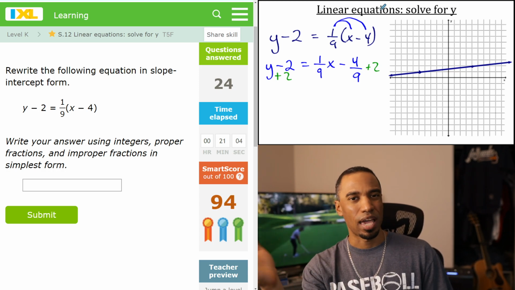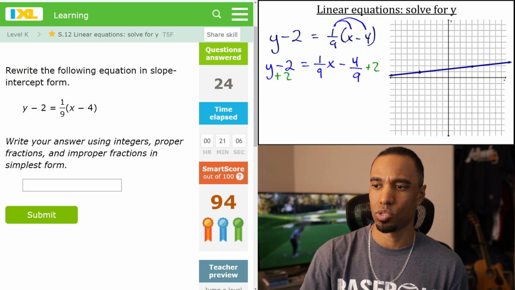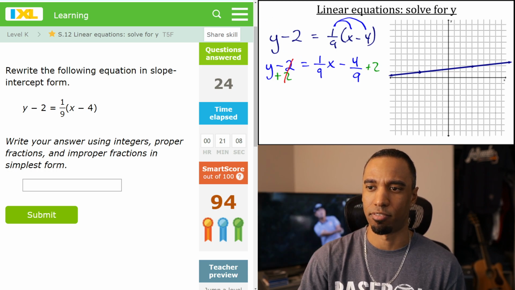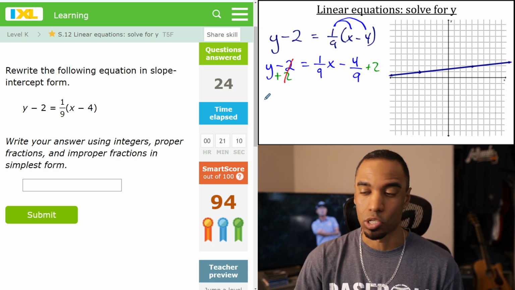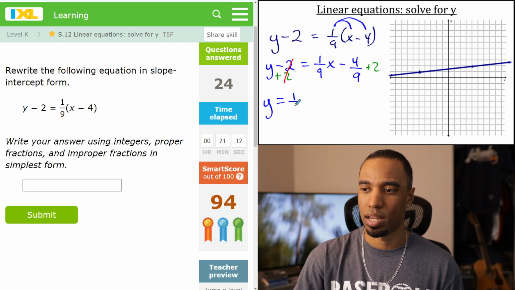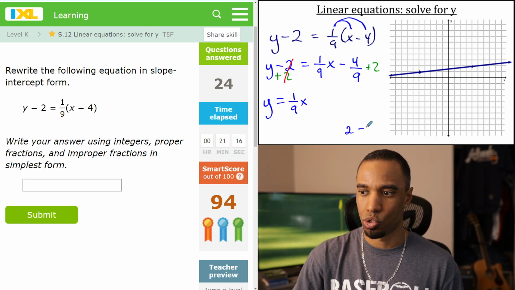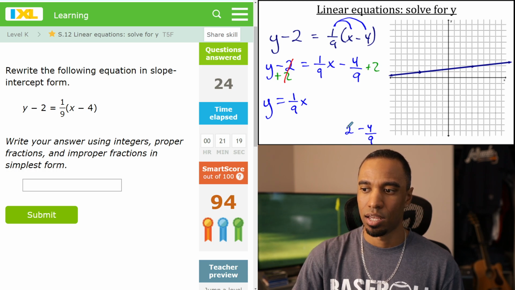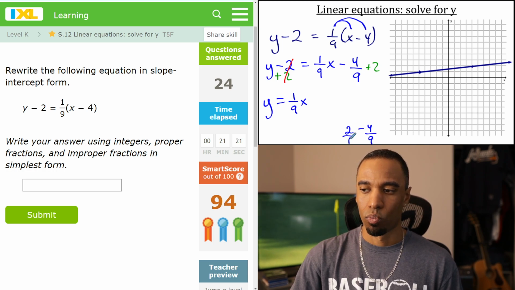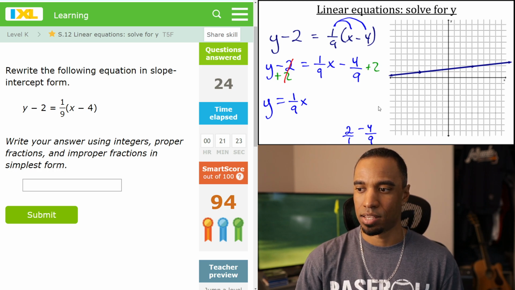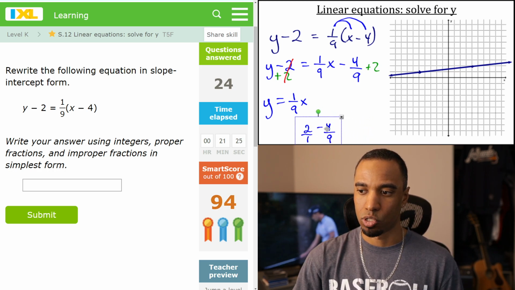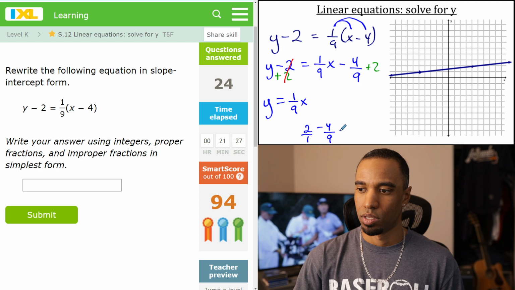So it's 1 5/9, but let's get this with a common denominator and improper fraction. And then I'll tell you again it's 1 5/9. But y equals 1/9 x here. We're doing 2, a -4/9 plus 2 is 2 minus 4/9. And 2 over 1 can be rewritten as 18 over 9, multiply top and bottom by 9.